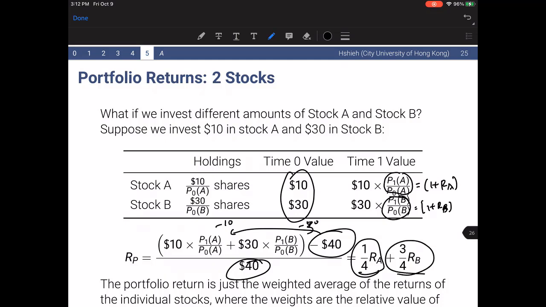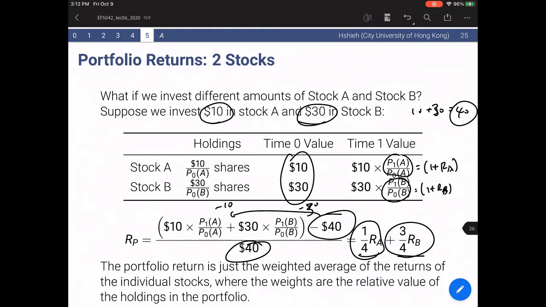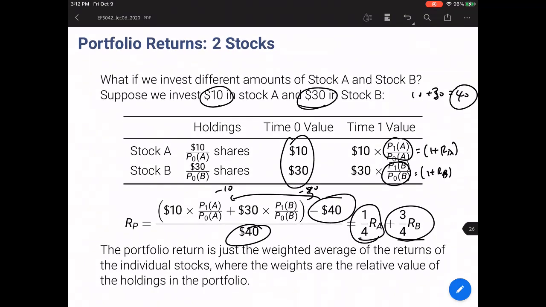So all that matters really is the relative amount of money you allocate, right? So total $40, but this is our total portfolio value at time 0, but it's the proportion that actually determines the overall return of your portfolio. Okay? Simple.